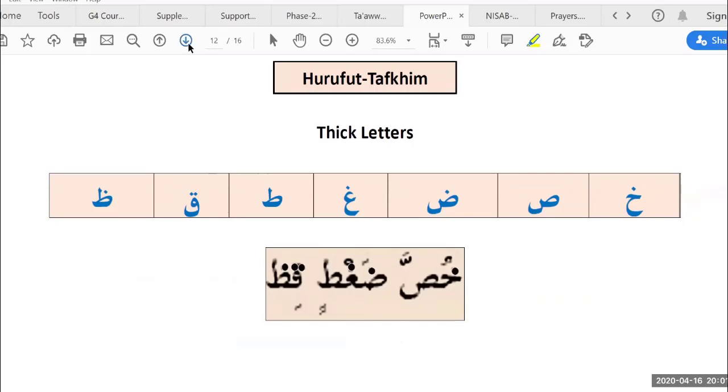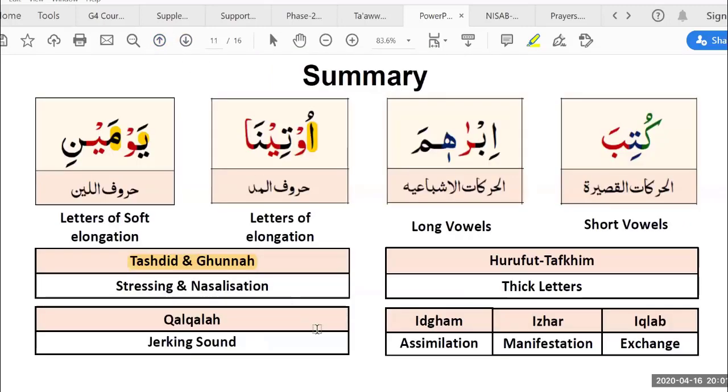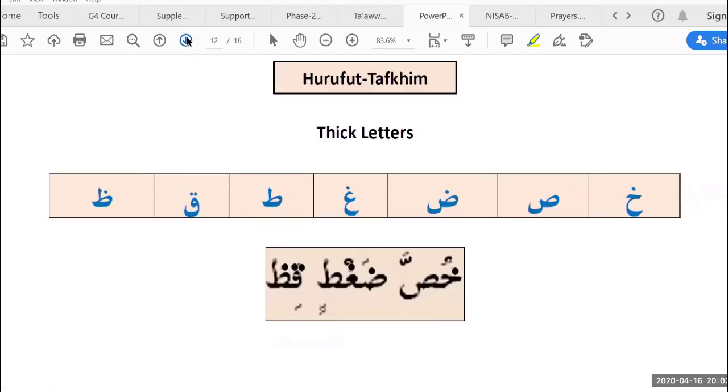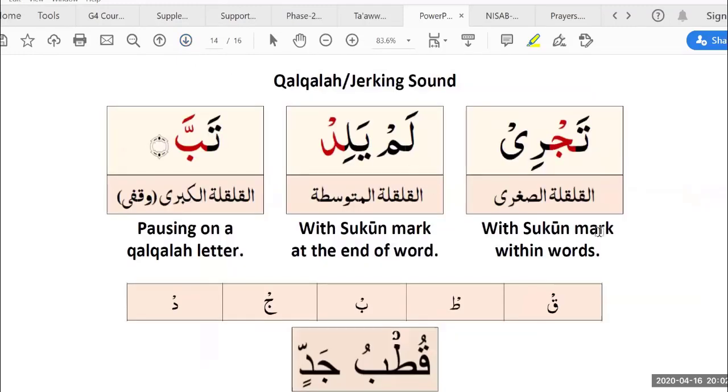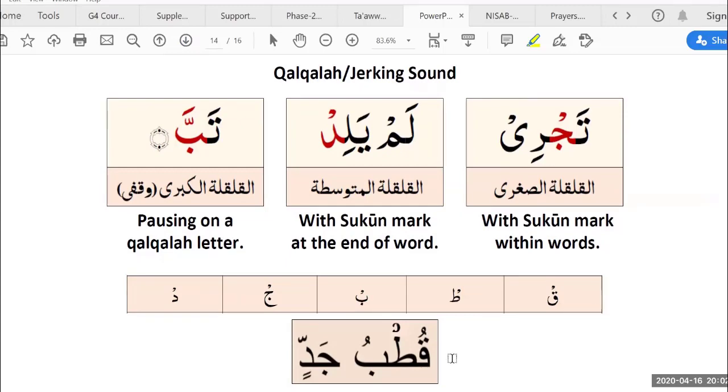And we also did huruf al-qalqala, where we are supposed to perform a jerking sound on the letters. So this is mim ghunna and noon ghunna. I covered this. On qalqala, there are 5 letters of qalqala: qaf, ta, ba, jim, and dal. And again, we can easily remember these 5 letters through these 2 words, qutbu jaddin.